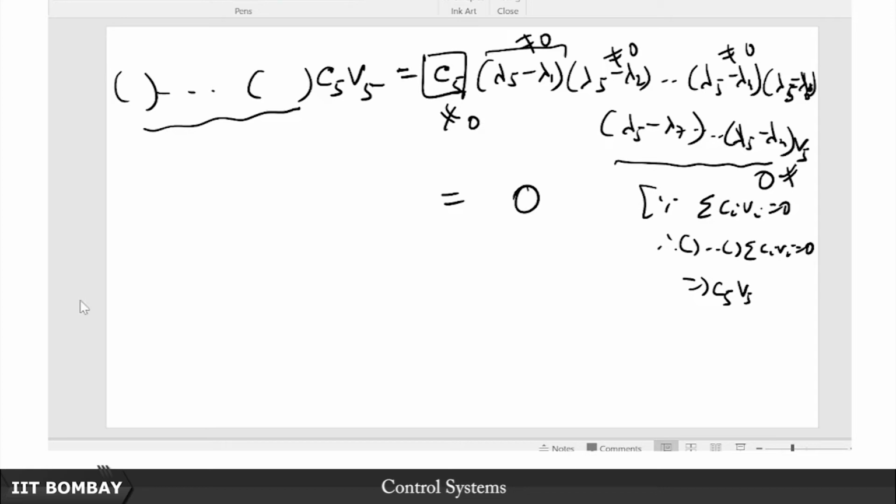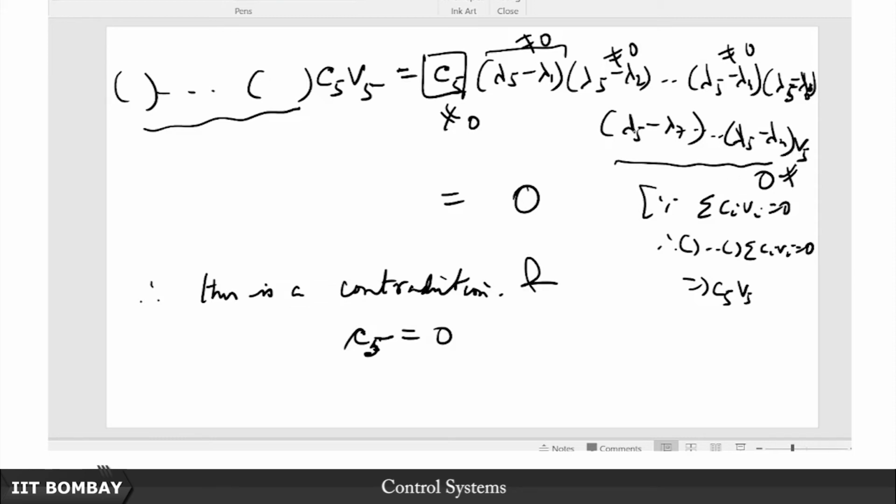So therefore this must be a contradiction, and C5 must be equal to 0, because that is the only thing that we had assumed. V5 has to be non-zero if it is an eigenvector, that we cannot contradict, that is by definition.